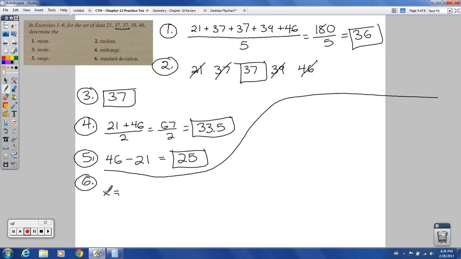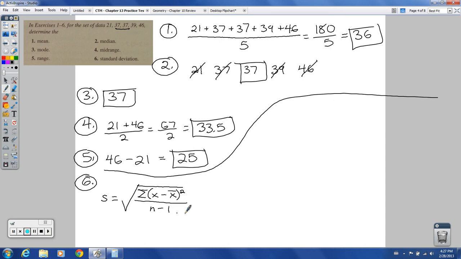But remember, standard deviation, that's not X, that should be S, sorry. Let me just erase that little part right there. So S, and not the sigma, because it's just a sample, not the whole population of something. So we have the square root of the sum of the data values minus the mean squared over n minus 1.